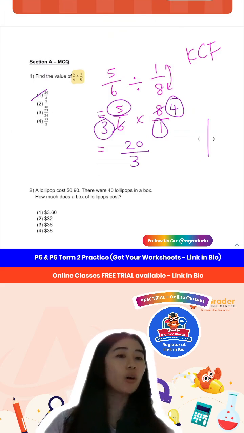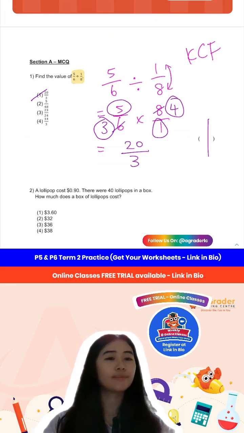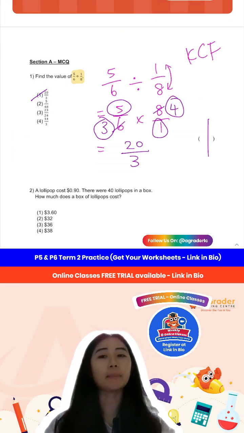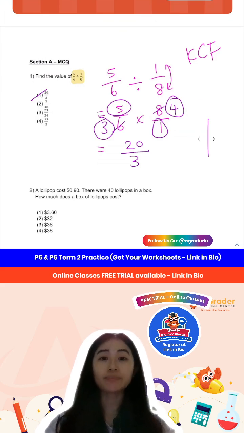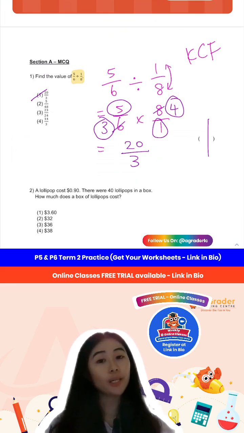Yeah, which I think all of you got correct. That's good. So if this was a section B question, okay, or a problem sum, you are supposed to change your answer into a mixed number. Okay, so just take note of that. This one is an improper fraction, but for section B or problem sum, please change this to a mixed number.